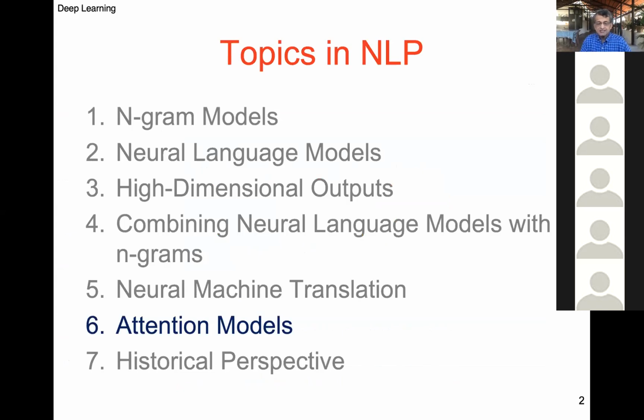So this is just a summary of all the topics in natural language processing. We began with n-gram models, went on to neural language models, which was mostly about embeddings of words in neural space, and then dealing with high dimensional outputs, which is large vocabularies and so on. And then how neural language models can be combined with n-grams. And then specifically neural machine translation is a topic we looked at last time. And the most sophisticated of those neural machine translation methods is attention models, which is our topic today.